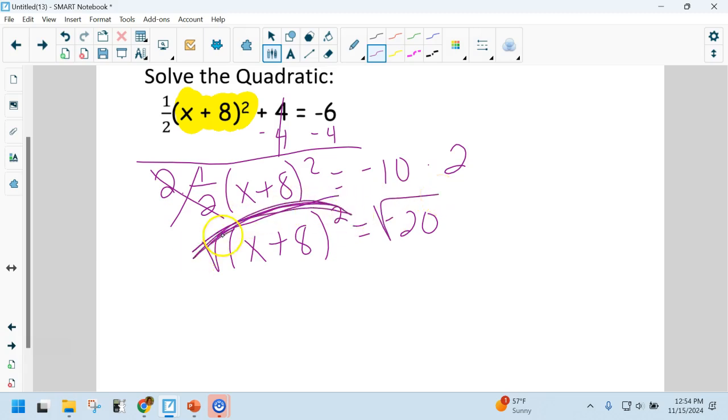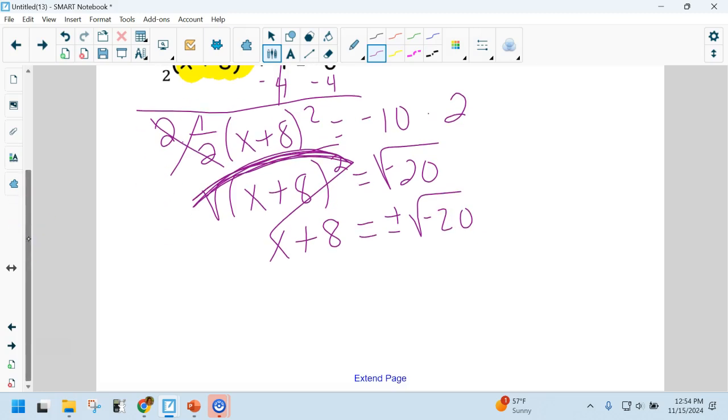Squares and square roots cancel each other out. Sorry about that extra line. And then whenever we do a square root, we do plus or minus. I have the square root of -20, which means I need to simplify that. The last time we had a problem like this, I went ahead and subtracted the term from the left first. In this case, I'm going to simplify my radical first.